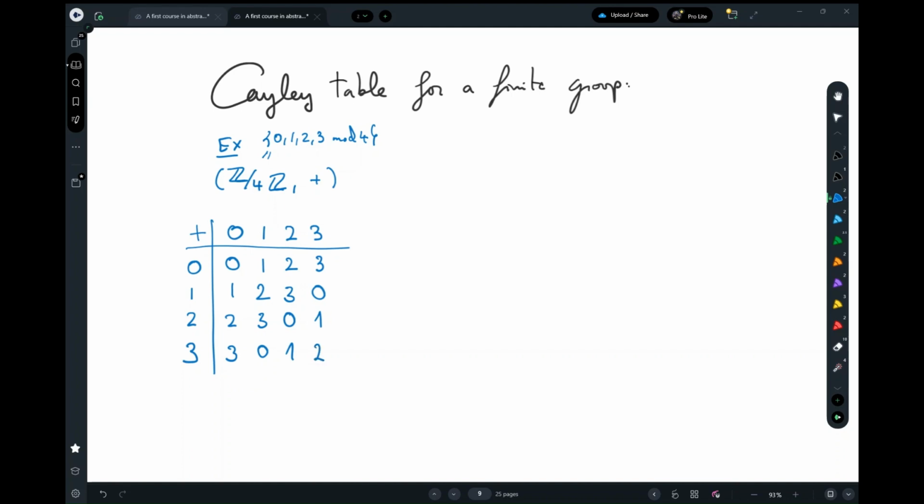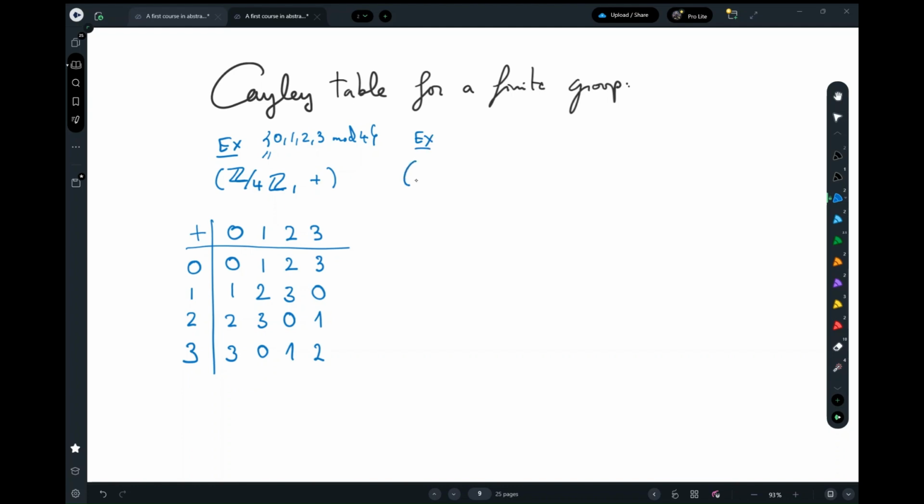And this is the entire set of possibilities for addition in Z modulo 4. So it represents the entire group. This represents what can happen under this binary operation for every pair of elements in the group. Let me give you another one.